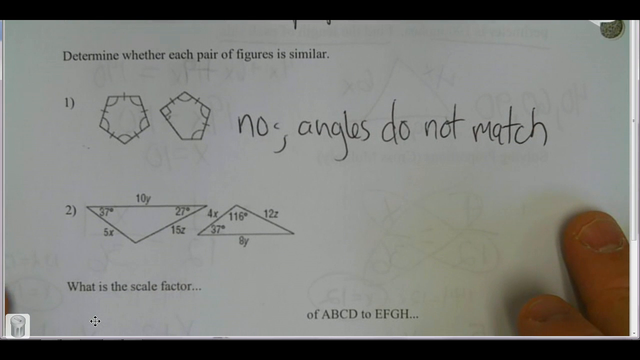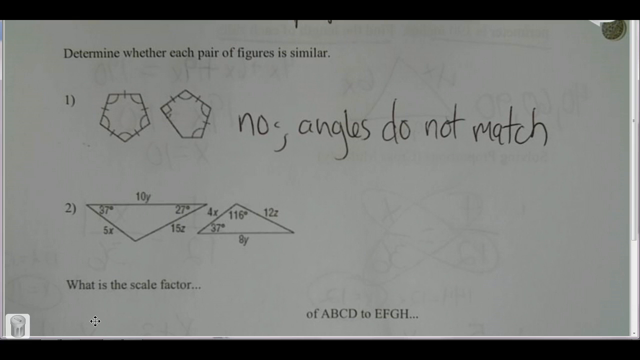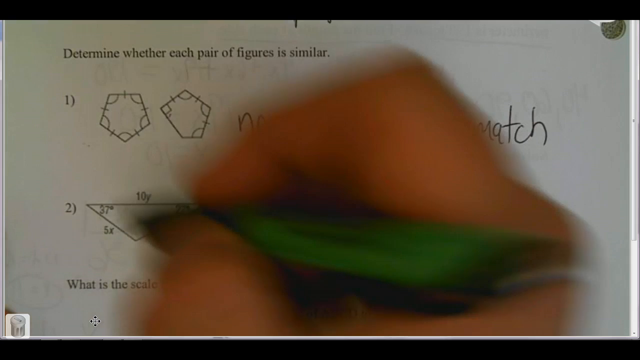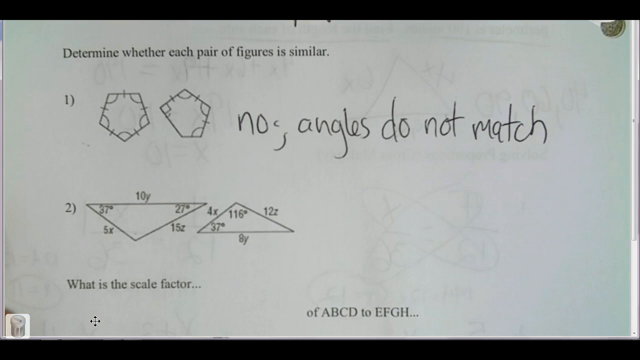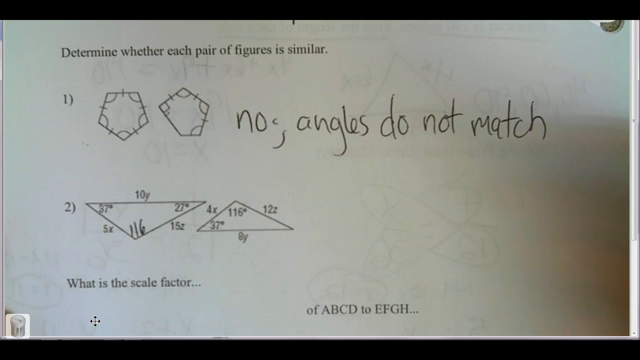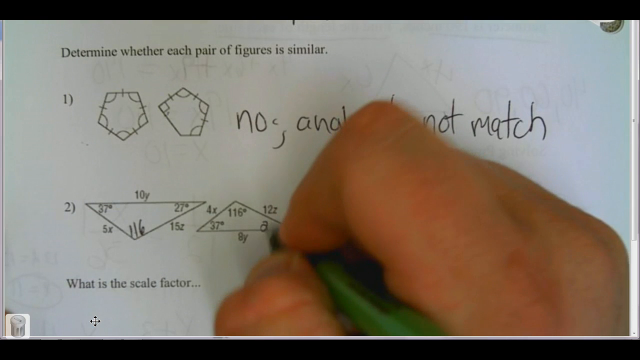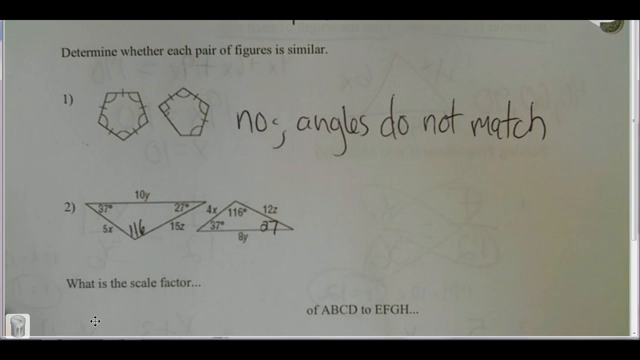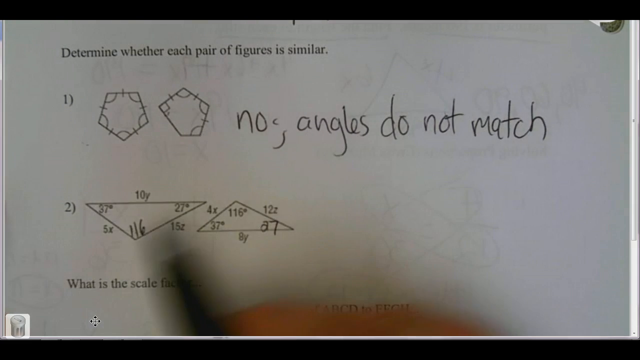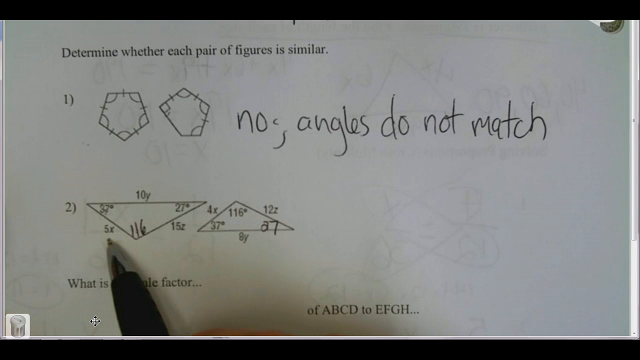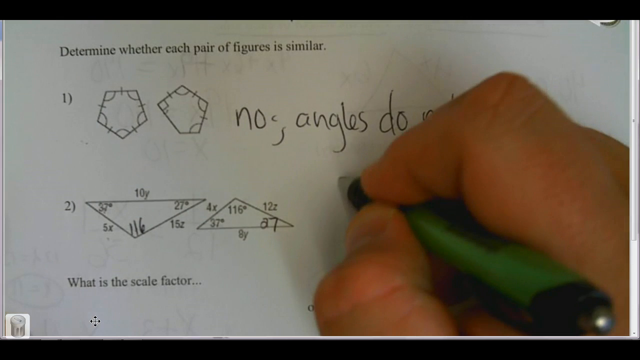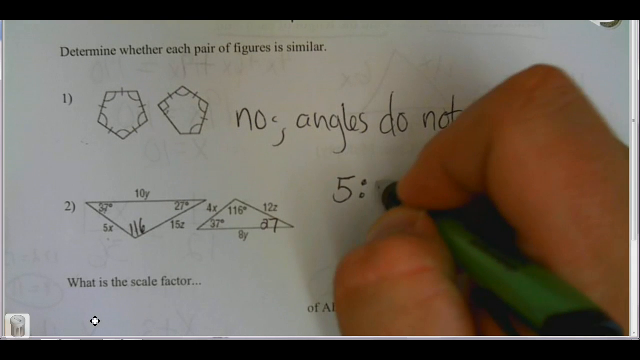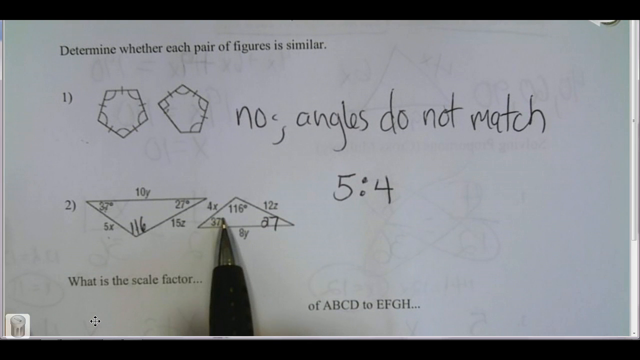So then we go to number two. And we have to decide whether or not every pair of figures is similar. Well, look at the angles, 37, 27, but we don't know what this one is. Well, some quick math, 180 minus 37 minus 27 tells us this angle is 116. So then I bet this angle is 27. Do the angles match up? Yes. So now we have to decide if they are proportional. Between 37 and 116, there is a side of length 5x. Over here, it's a length of 4x. So our ratio from left to right is 5 to 4.